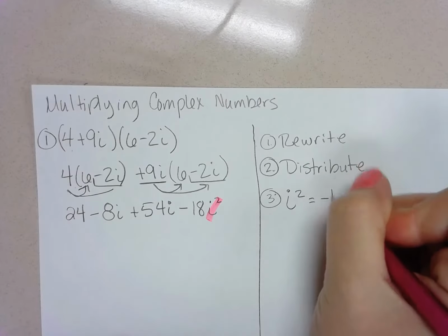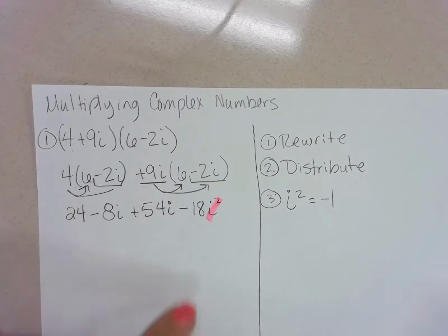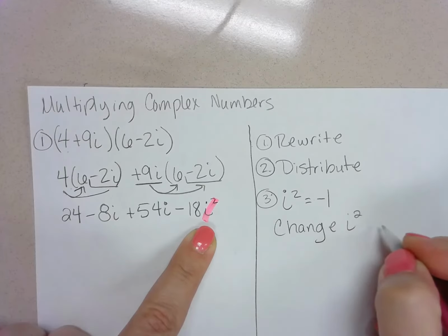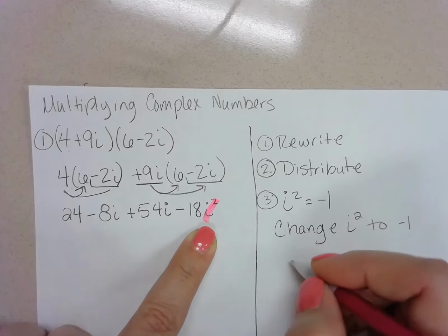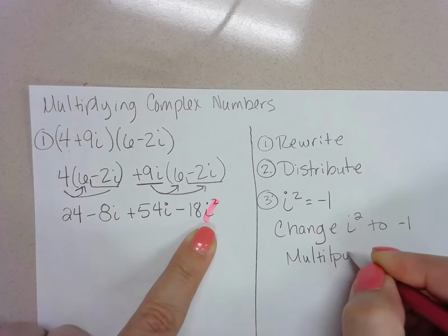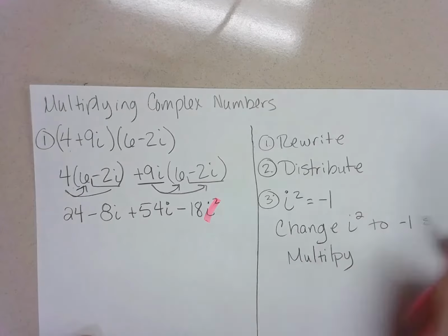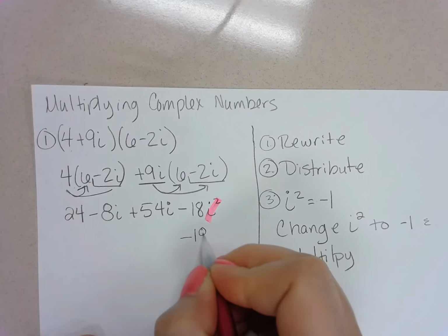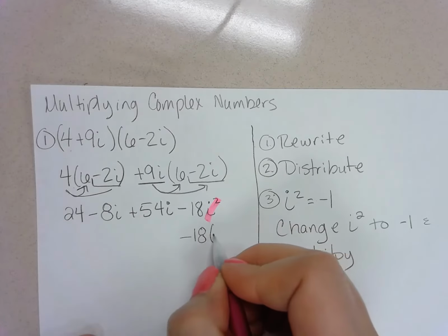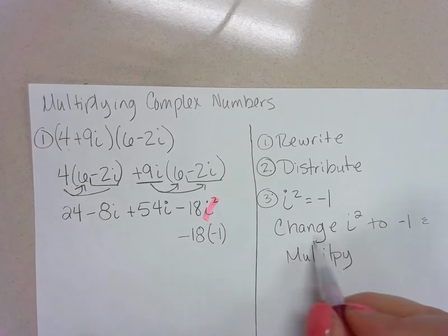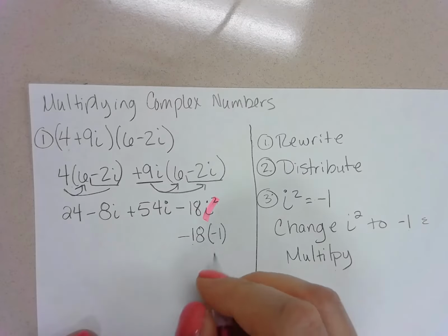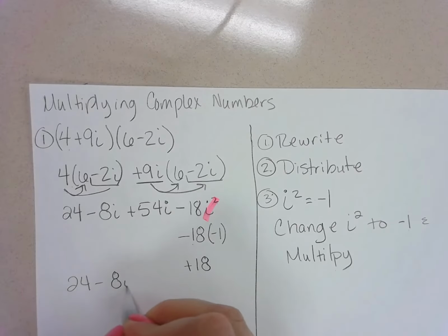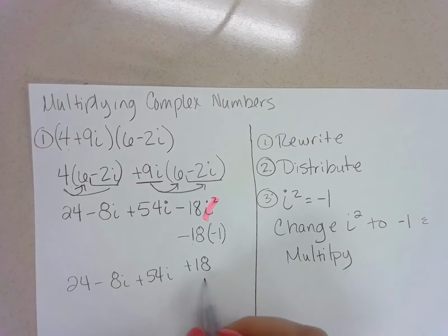i squared equals negative 1. So we need to change this. We need to change the i squared to negative 1 and multiply it times the constant that it's stuck to. I'm not even going to rewrite the whole problem, I'm only going to rewrite this end of the problem. So negative 18 and this i squared changes to a negative 1. So there's my change. Then I'm going to multiply negative 18 times negative 1, which is positive 18. Then I'm going to bring all this down: 24 minus 8i plus 54i plus 18.